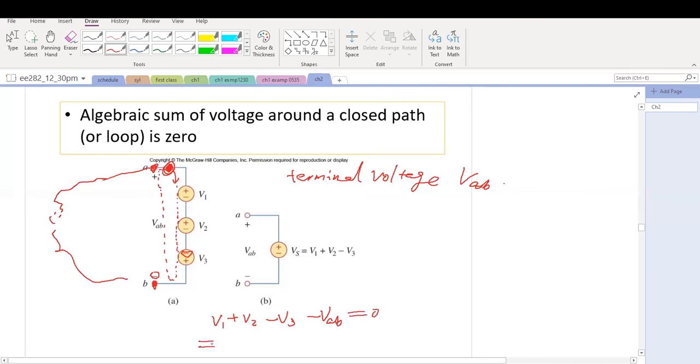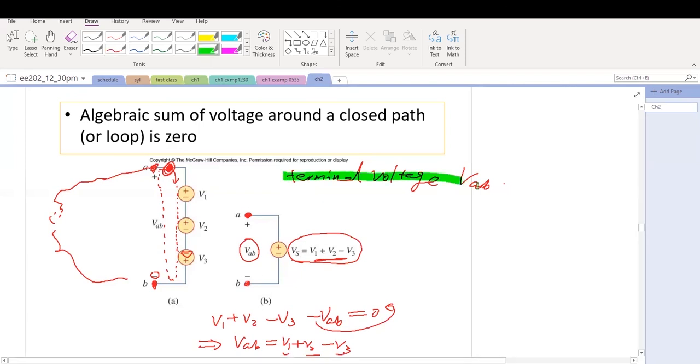So if we solve this, VAB, you move VAB to this side: V1 plus V2 minus V3. So this is exactly the same here. We can simplify the circuit. I have terminals A and B, this is still VAB. What is VAB equal to? It equals a voltage. What is this voltage? That's V1 plus V2 minus V3. So this is how we figure out the terminal voltage.